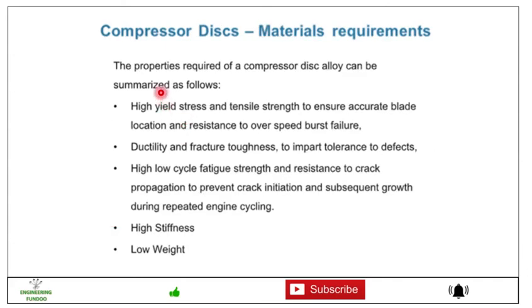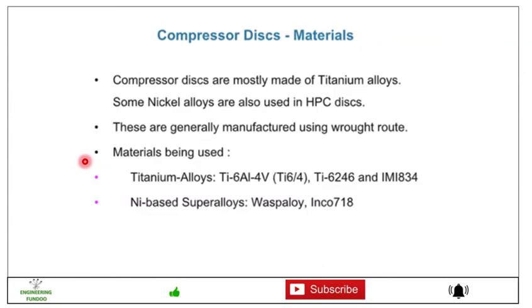The properties required of the alloy can be summarized as follows. It requires a high yield stress and tensile strength to ensure accurate blade location and resistance to overspeed burst failure. It also requires ductility and fracture toughness to impart tolerance to defects, high low cycle fatigue strength and resistance to crack propagation to prevent crack initiation and subsequent growth during repeated engine cycling, and high stiffness and low weight. Low weight is the basic criterion for all the materials.